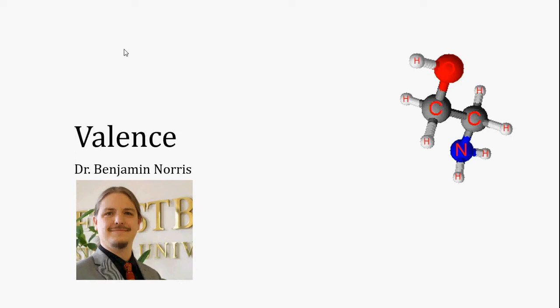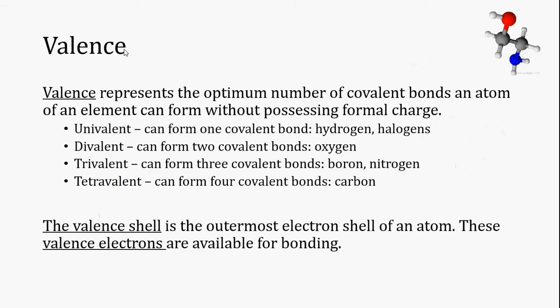Carbon typically has 4 bonds, nitrogen typically has 3, oxygen typically has 2, and hydrogen can only form 1 bond. This typical bonding pattern is an example of the valence of these atoms. Valence represents the optimum or maximum number of covalent bonds that an atom of any element can form without possessing formal charge.